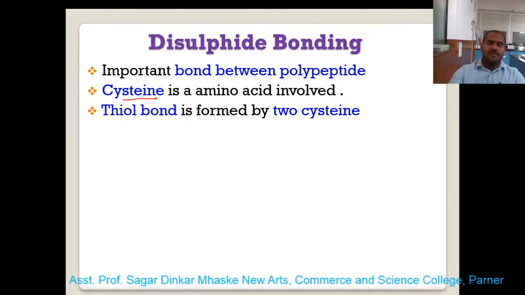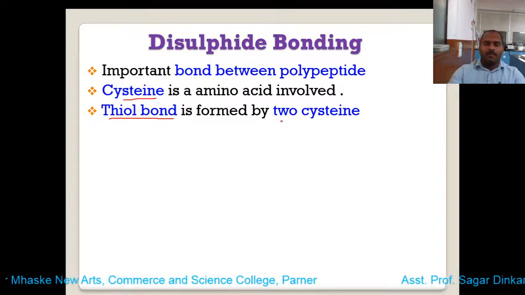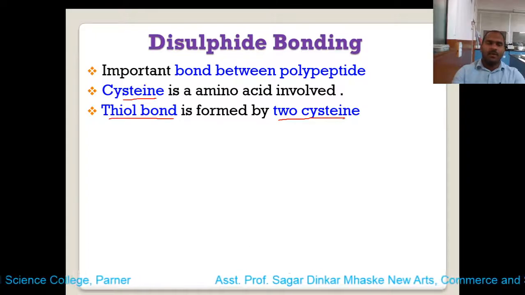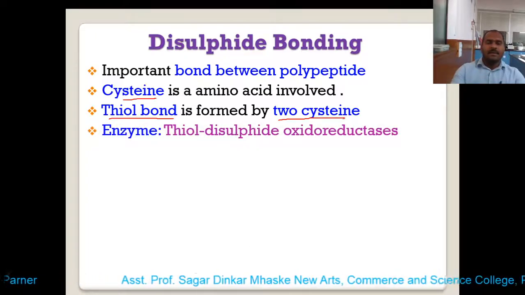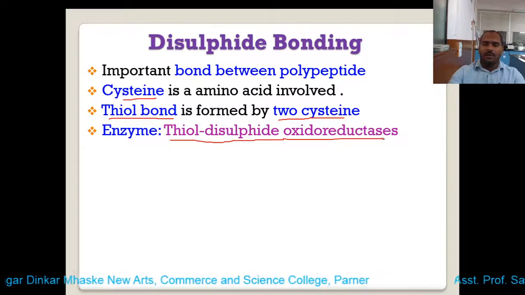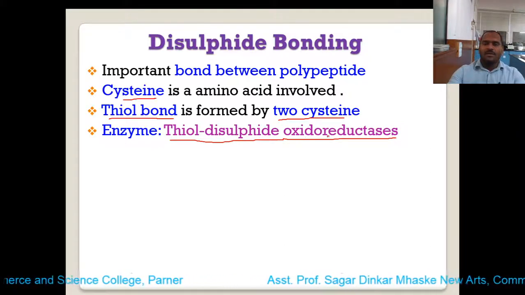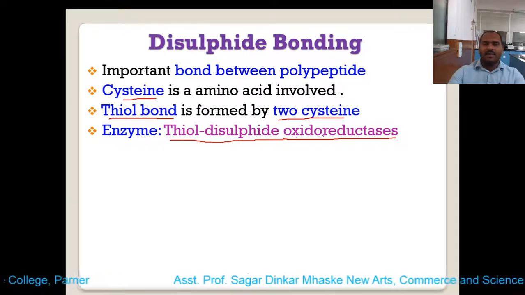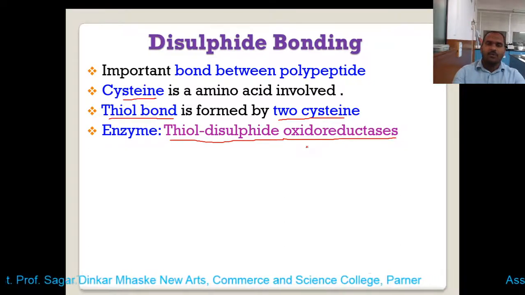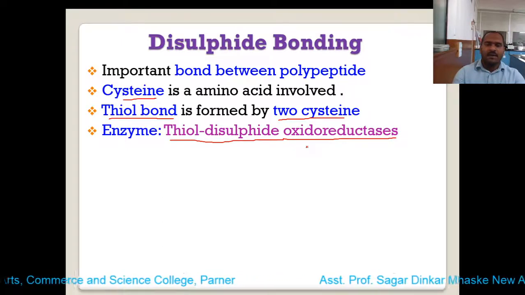So cysteine is the amino acid which is present in the disulfide bonding, and thiol bonds are formed by two cysteine amino acids, which gives stability to the structure. Here we are considering the enzyme which gives the formation of a disulfide linkage, that is thiol disulfide oxidoreductase, which joins two cysteine molecules by a thiol linkage, which is called disulfide bonding.